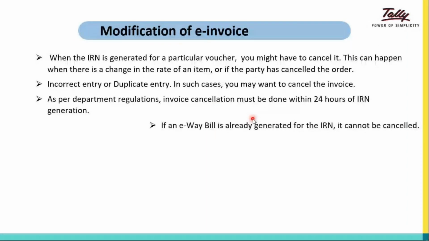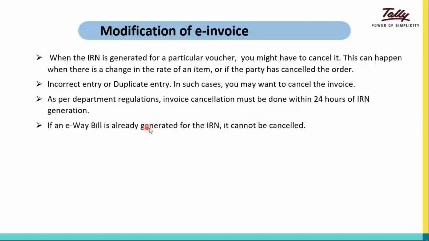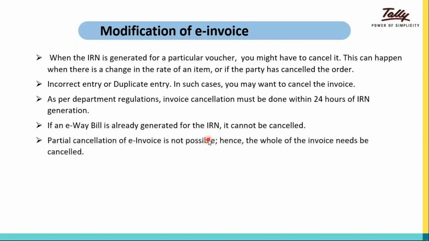If an e-way bill is already generated from the IRN, it cannot be cancelled. That means along with the e-invoice, if you also generate an e-way bill, that also cannot be cancelled. Again, you have to cancel the entire e-invoicing, and then you have to cancel your e-way bill. You cannot modify anything. Partial cancellation of e-invoices is not possible. That's what I was telling you. You cannot make any changes. Hence, the whole of the invoice needs to be cancelled.